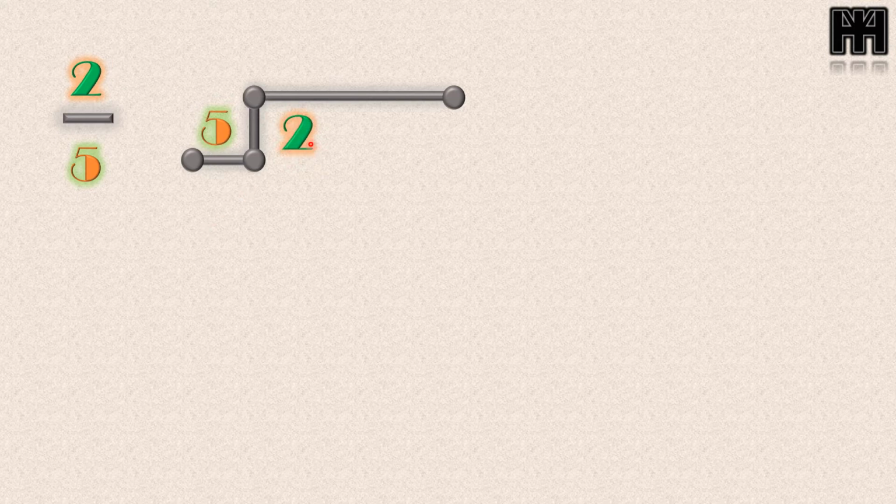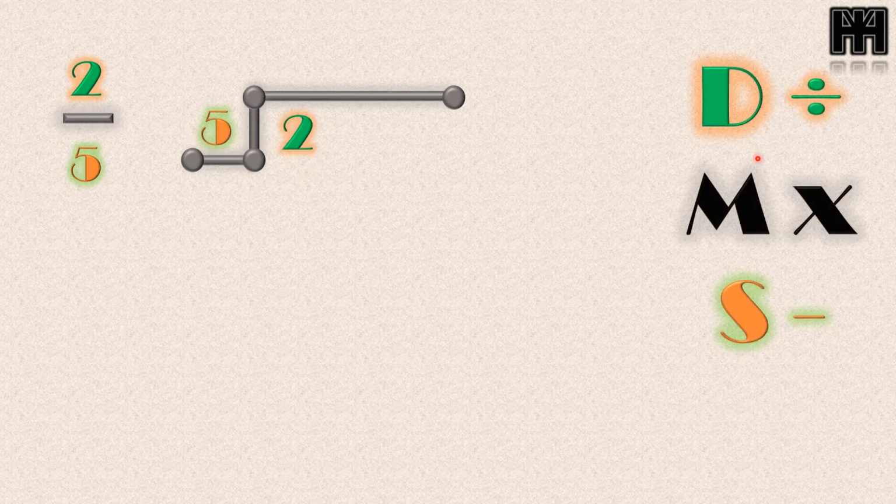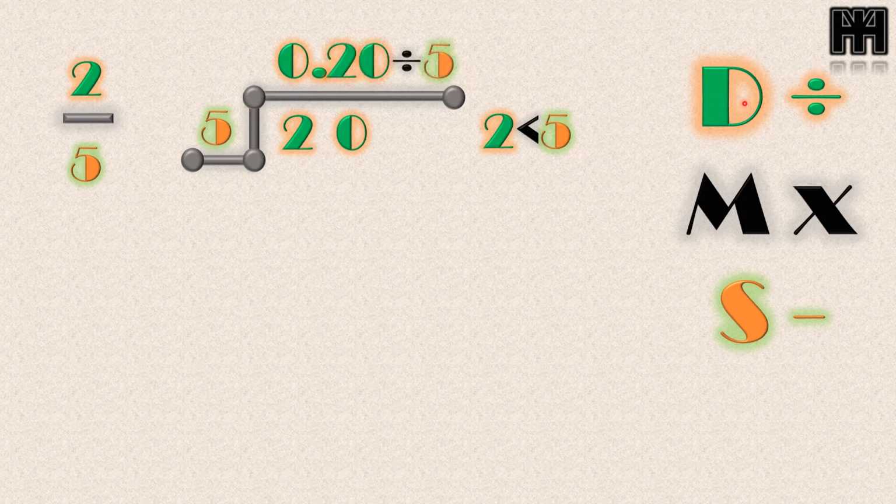2 divided by 5. So we have divide, multiply, subtract, but 2 is smaller than 5. So it will be 0 point. So we'll start again, but we'll have 2.0. We'll ignore this decimal point for now. So we have 20. 20 divided by 5 for the division step. 20 divided by 5 will be equal to 4. Then the multiply. 4 multiplied by 5 will be equal to 20.